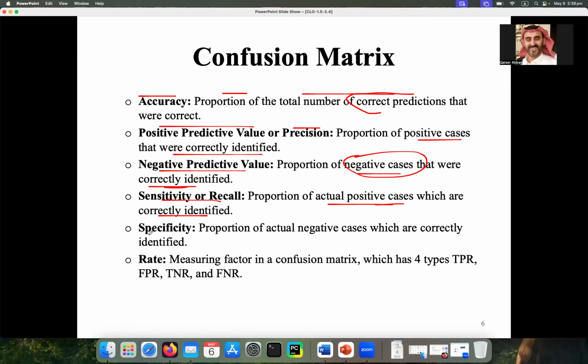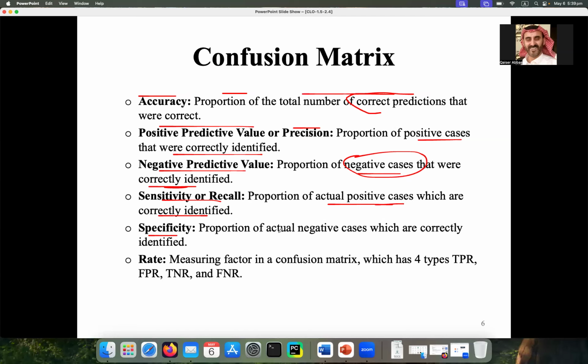So these are just theoretical definitions. If you are not understanding, no issue. When the confusion matrix appears before you, then from those rows and columns you will understand what is precision, what is recall, what is accuracy. You will understand each and everything.